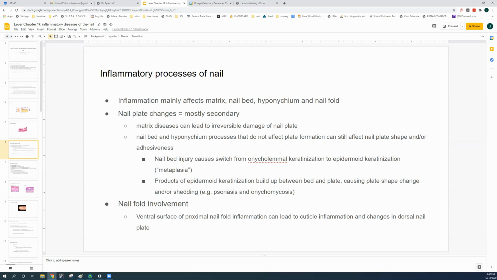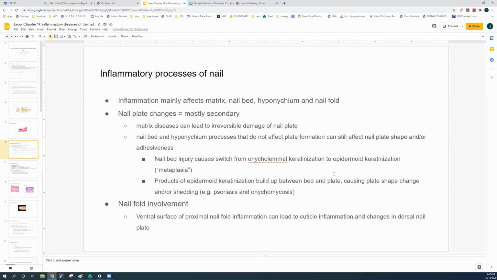Nail bed and hyponychium processes that do not affect plate formation can still affect the nail plate shape and or adhesiveness. When you get nail bed injury, it causes a switch from onycholemmal keratinization to epidermoid keratinization. So from the specialized nail keratinization to more of what you see in the skin. And that process is known as metaplasia.